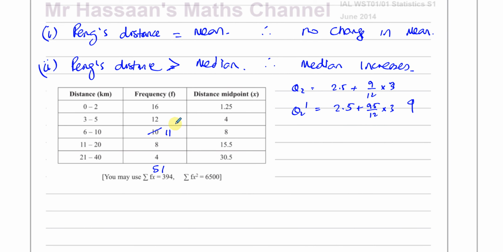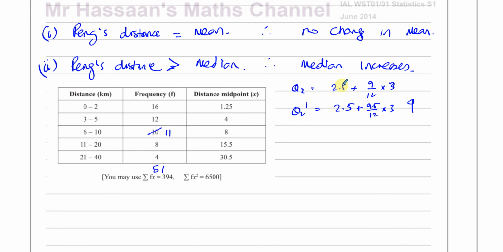I'm just showing you how it would work, because now the median value is not going to be 25, it's going to be 25.5. Before, 25 was 9 along the group, and 25.5 is going to be 9.5 along that group. Everything else remains the same, so this is a bigger fraction of the 3. So it'll be 2.5 plus a bigger number. Therefore, the median increases.